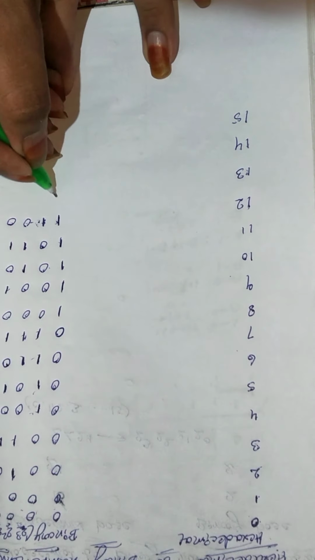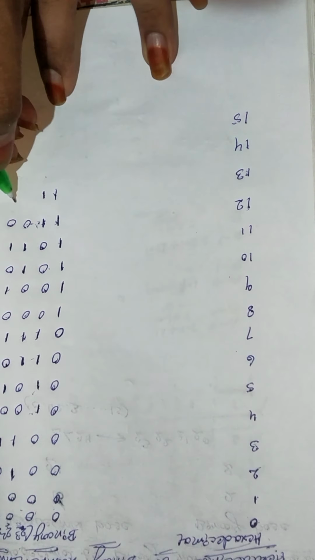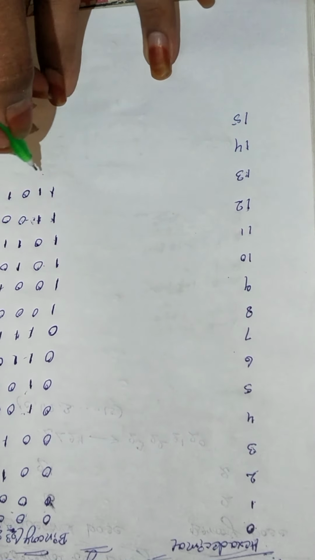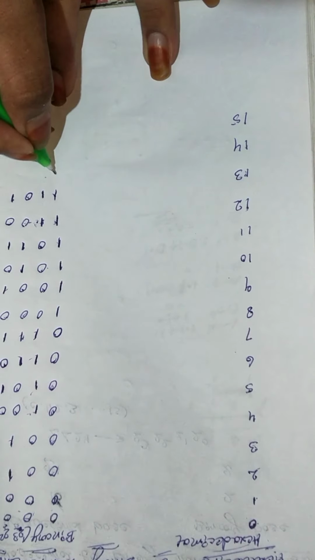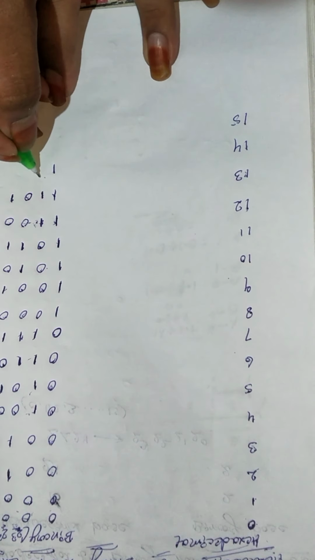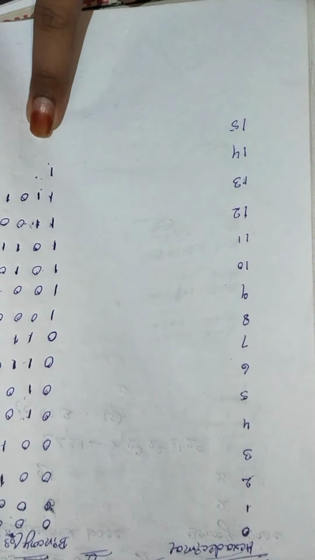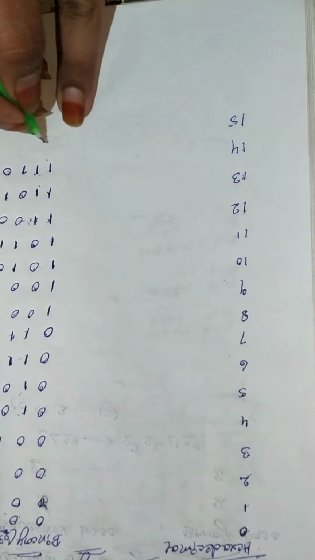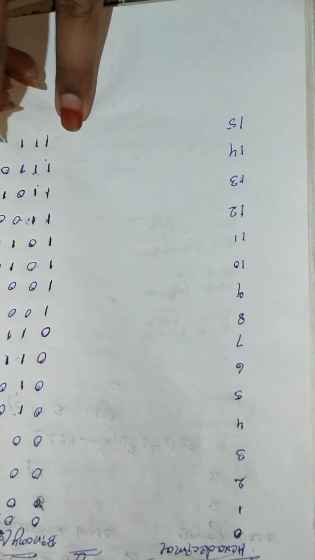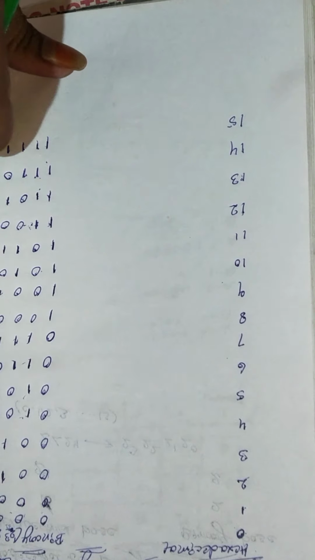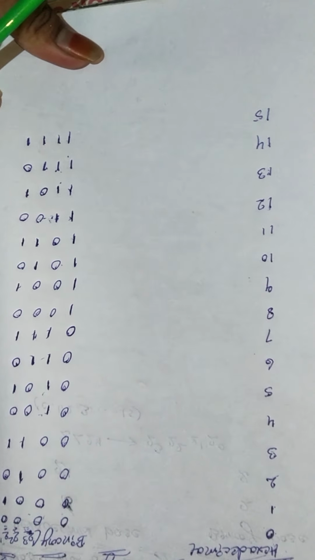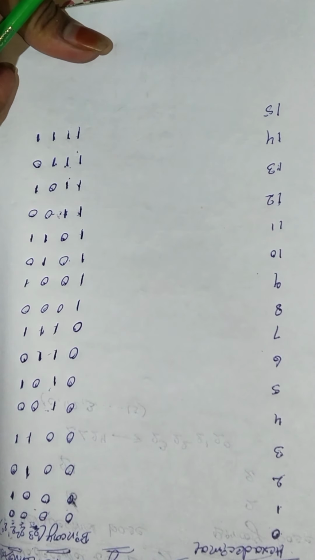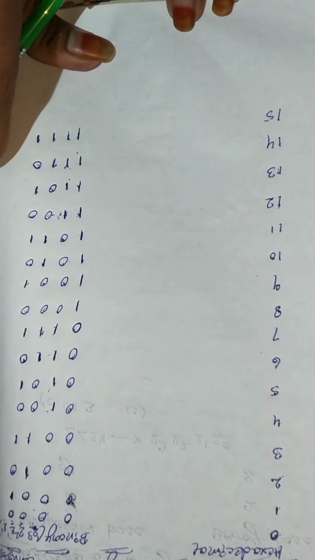13 is 8 plus 4 plus 1, remaining 0. 14 is 8, 4, 2, triple 1, remaining 0. Here 15 means 4 ones. This is the conversion of hexadecimal to binary number conversion.